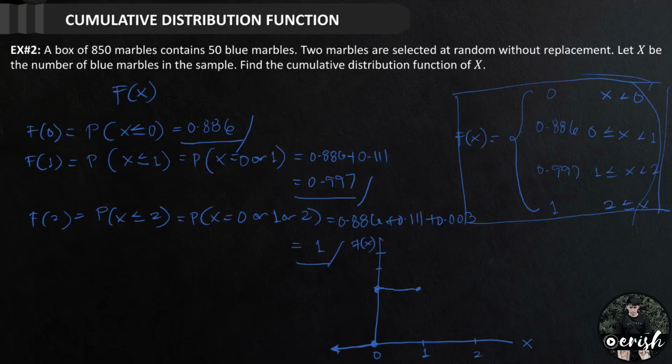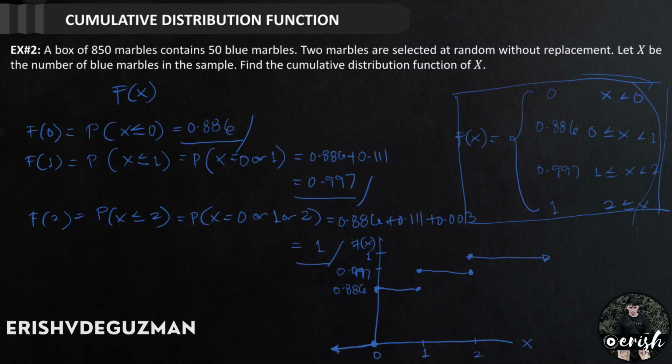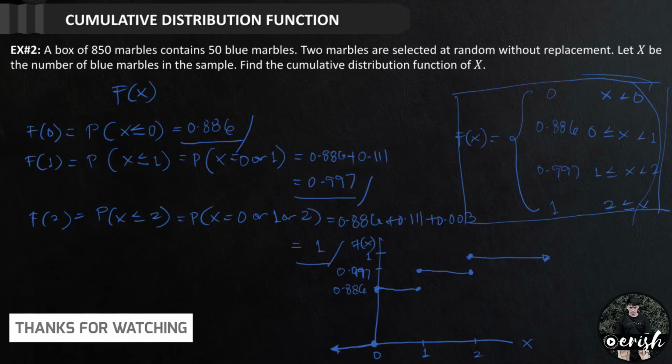Next, for 0.997, we start at 1. This is our probability 0.886, this is 0.997, and this is 1. So the 0.997 starts here until 2. It is not exact at 2 because x is less than 2. For the last probability, our 1, we start here at 2. And since the probability of 1 is at 2 less than or equal to x, x is greater than that, going this way. So this now will be our graph for the cumulative distribution function of this experiment, and this is example number 2.